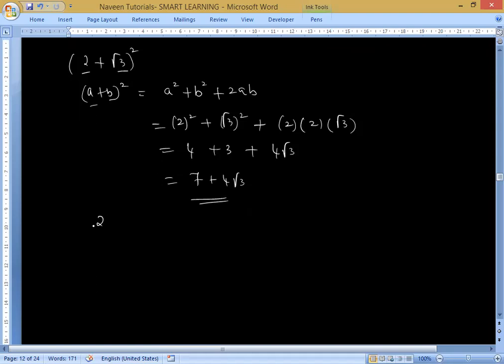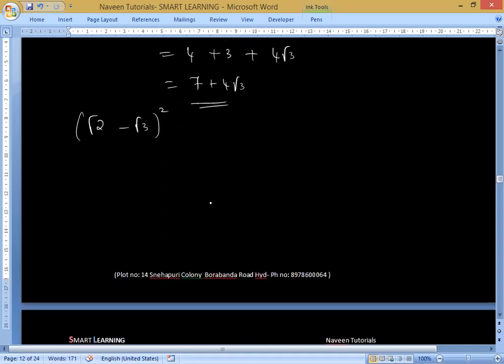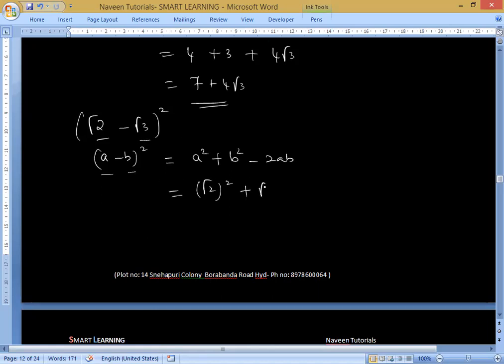If the question is (root 2 minus root 3) whole square, this is in the form of (a minus b) whole square. So (a minus b) whole square is a square plus b square minus 2ab. Then the value of a is root 2 and b is root 3, so root 2 square plus root 3 square minus 2 into root 2 into root 3.